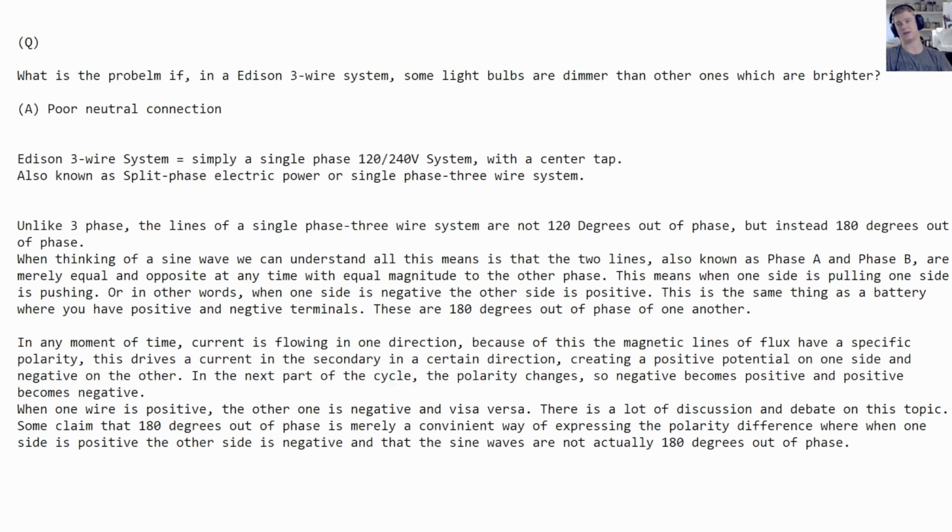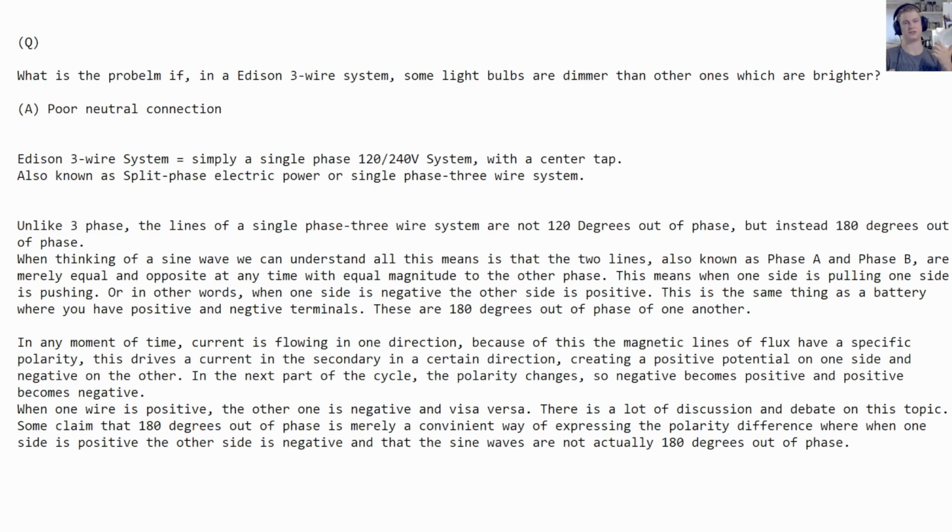In any moment of time, current is flowing in one direction. Because of this, the magnetic lines of flux have a specific polarity. This drives a current in the secondary in a certain direction, creating a positive potential on one side and a negative on the other. In the next part of the cycle, the polarity changes. So the negative becomes positive and the positive becomes negative. When one wire is positive, the other one is negative and vice versa.